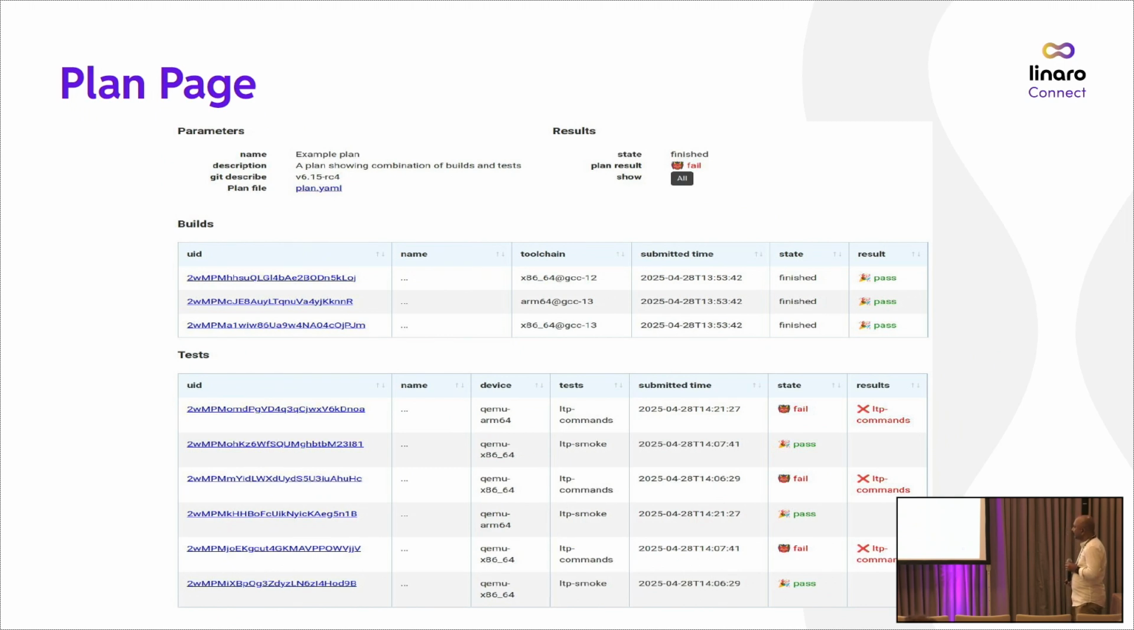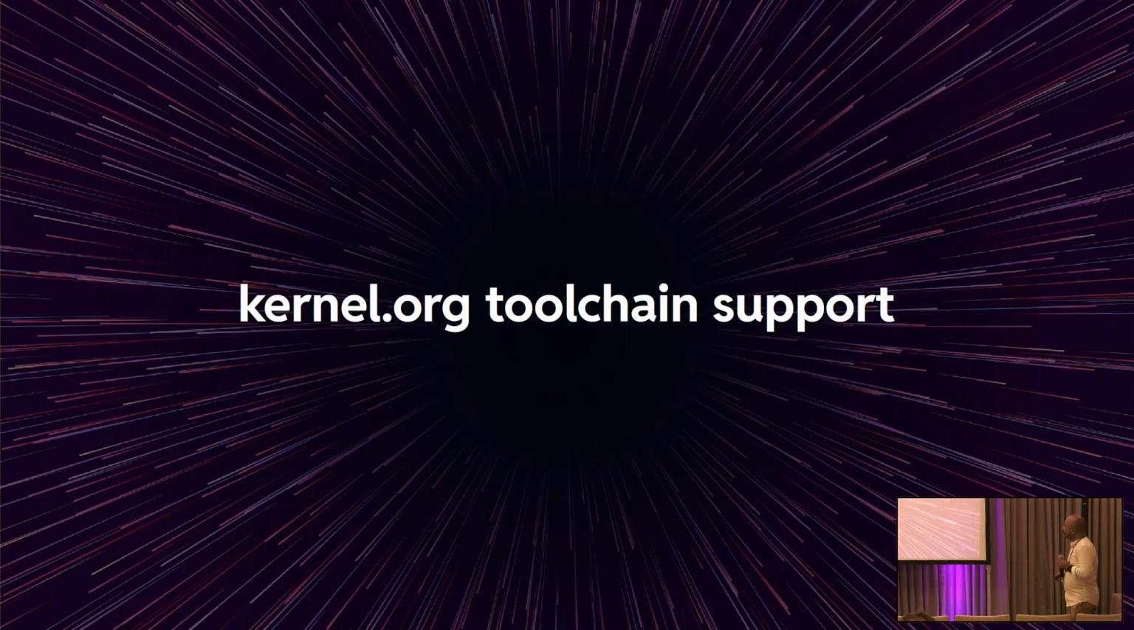Similarly for tests, you can see that for all the cases, LTP smoke passed and then LTP commands test failed. So you can add any number of tests with this combination. This has been used heavily by projects like LKFT in order to do different testing and produce build artifacts on a day-to-day basis, and also for RC reviews.